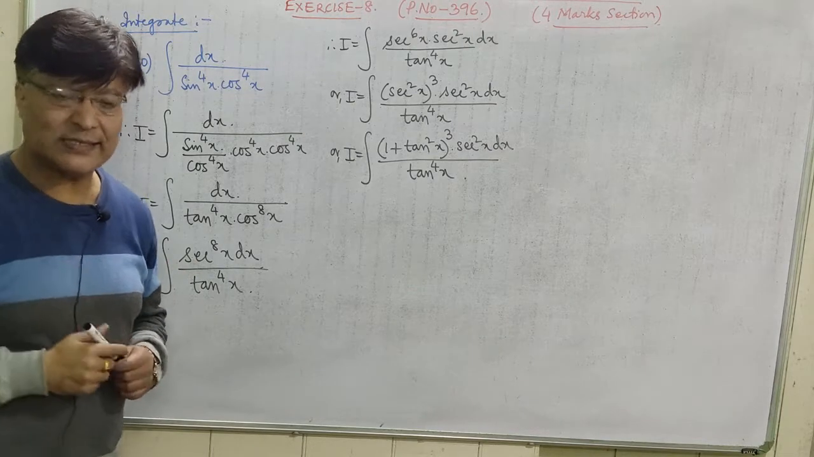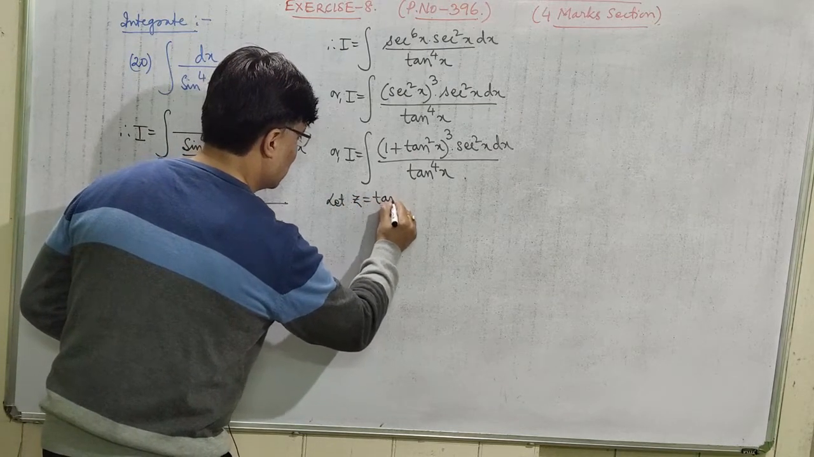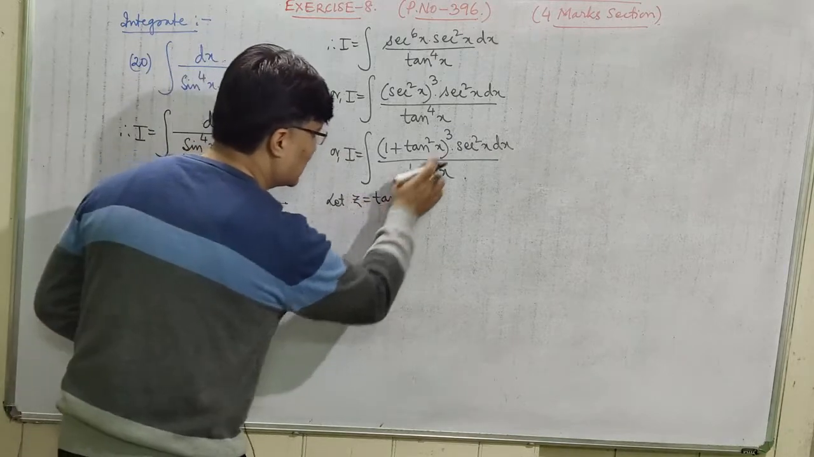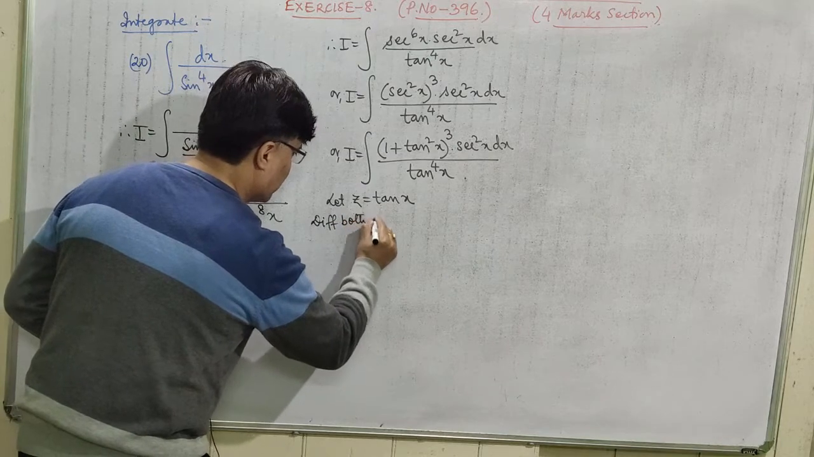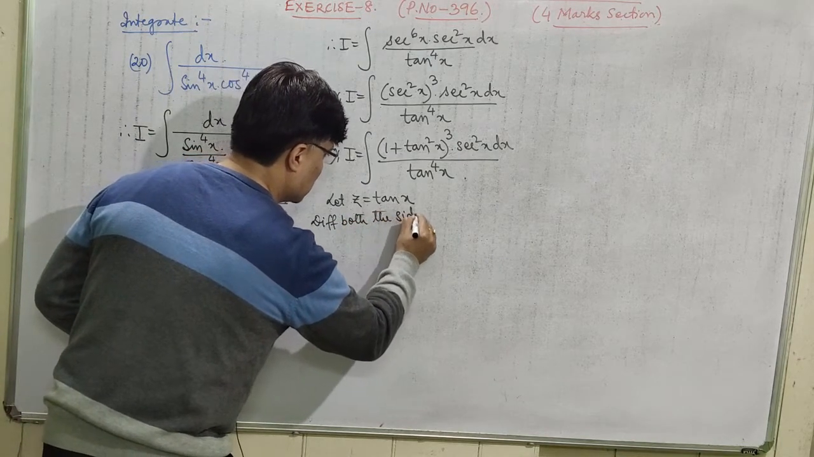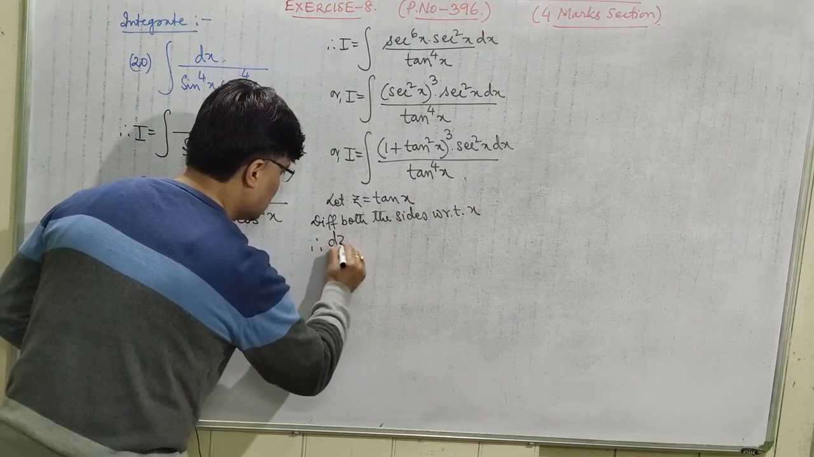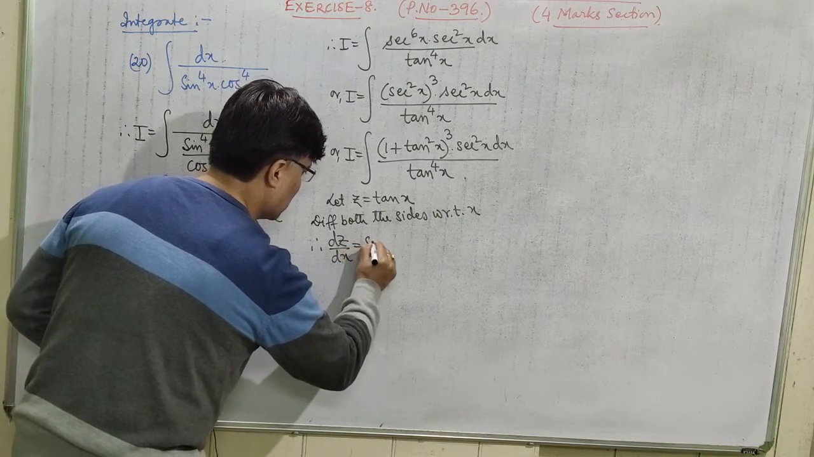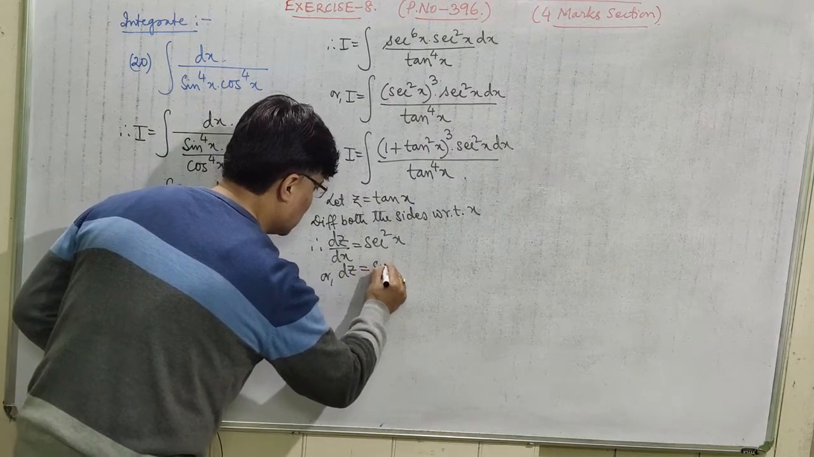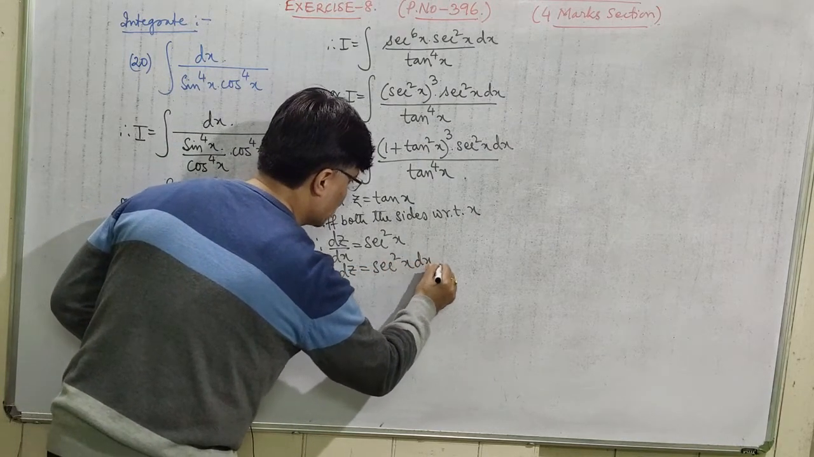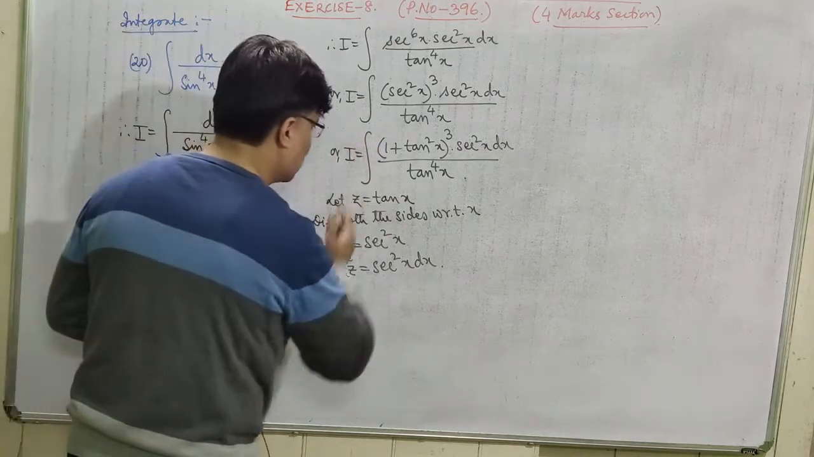Let us assume tan x as z. So let z is equal to tan x, right? Because the differentiation of tan x is what? Sec square x. So differentiating both the sides with respect to x, dz by dx is equal to sec square x. Let us do cross multiplication. So dz is equal to sec square x dx. Understood? So let us put these values in I.